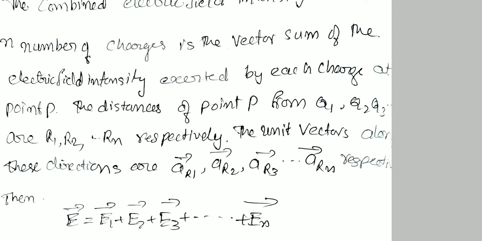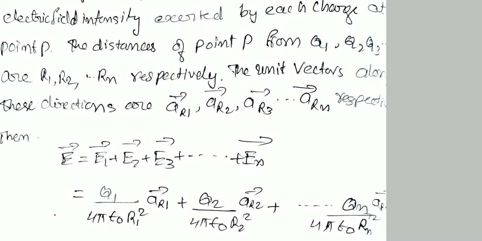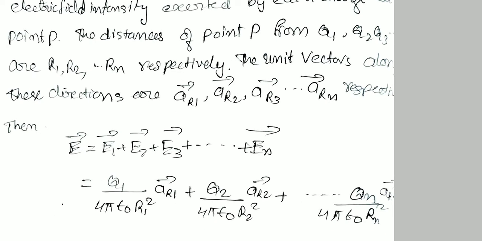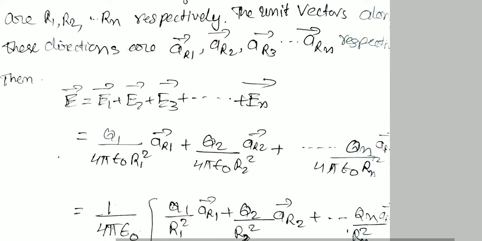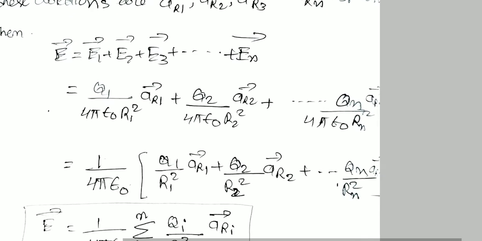AR1, AR2, etc. Then this can be written as E is equal to E1 plus E2 plus E3, etc., up to En. In other words, the electric field intensity due to a combination of charges is nothing but the sum of the electric field intensities due to the individual charges. If we add all the electric field intensities, we get the combined electric field intensity. Here we know the formula of E1 as Q1 divided by 4 pi epsilon naught R1 square into AR1, E2 as Q2 divided by 4 pi epsilon naught R2 square into AR2, etc.